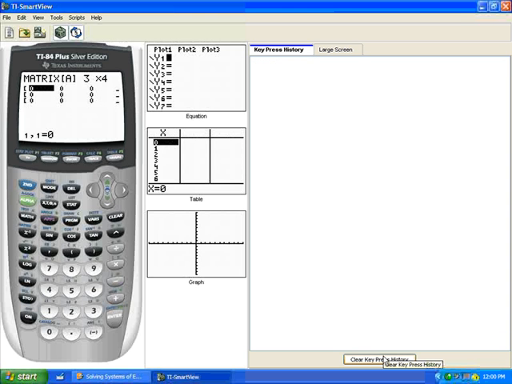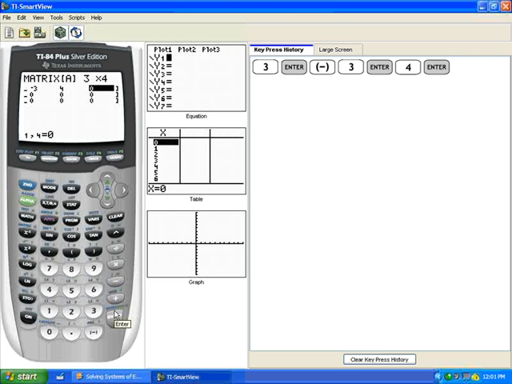Now, I'm going to go ahead and start putting in coefficients. It was a 3a, so I put in a 3, hit enter. A negative 3b, so I put in the negative 3, hit enter. A 4c, so I put in the 4 and hit enter. And then it jumps me over to the column where I can put in my first constant, which was a negative 1. And then the same thing for the next row.